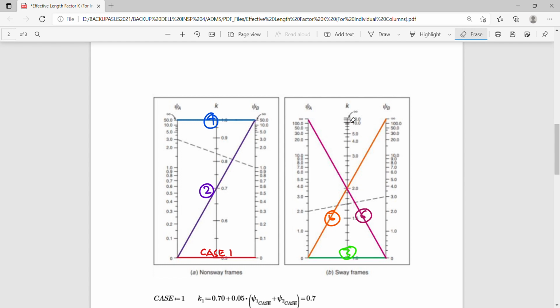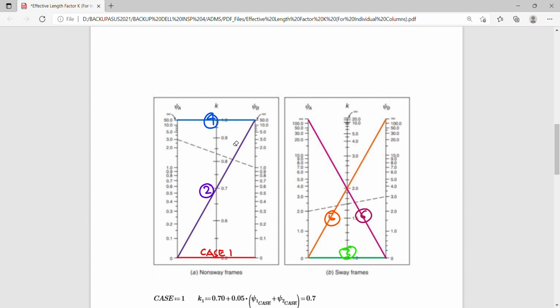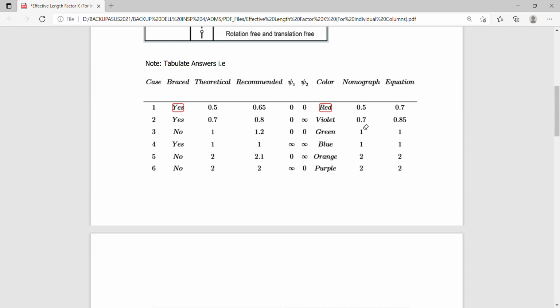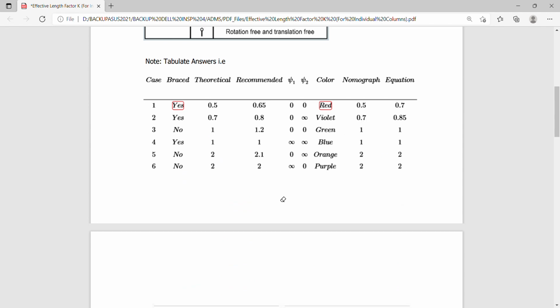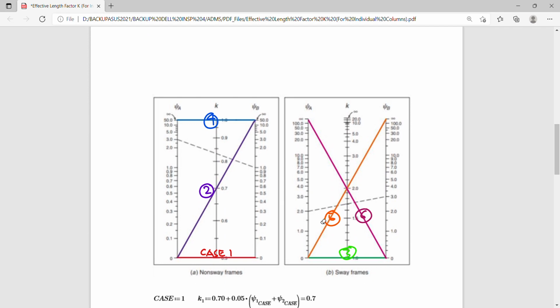Okay, as your value, which is then tabulated here. And then for case 3, it's again 0, 0, but this time it is plotted on the sway frame nomograph chart. So equivalent to 1.0. And for case 4, it's infinity, infinity, equivalent to 1.0.